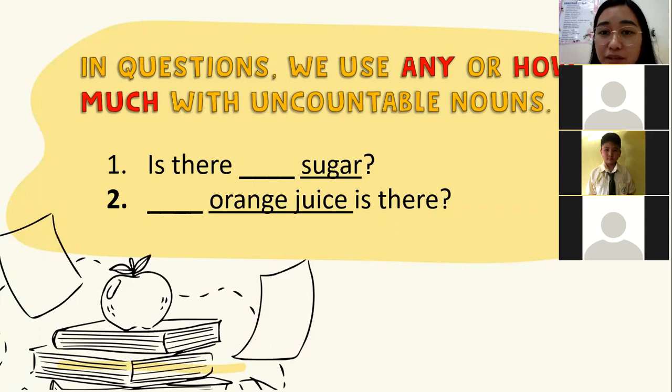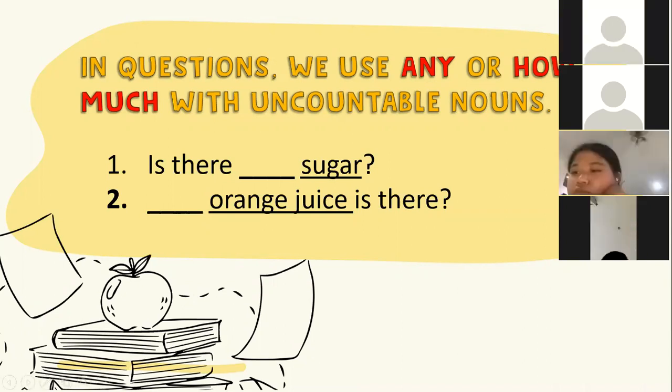You see the difference? When we are referring to countable nouns, we use how many because we know how many it is. But here in uncountable nouns, we use much instead, or how much. Okay, let's have number one. Mac, could you please try number one again? Is there blank sugar? What's the answer? Is this any or how much? Is there any sugar? Okay, very good. Is there any sugar? Let's have number two.